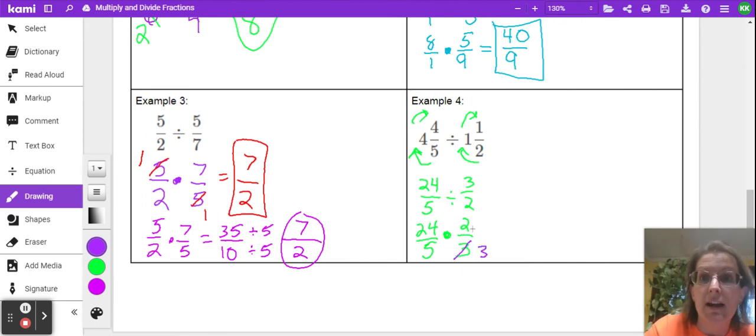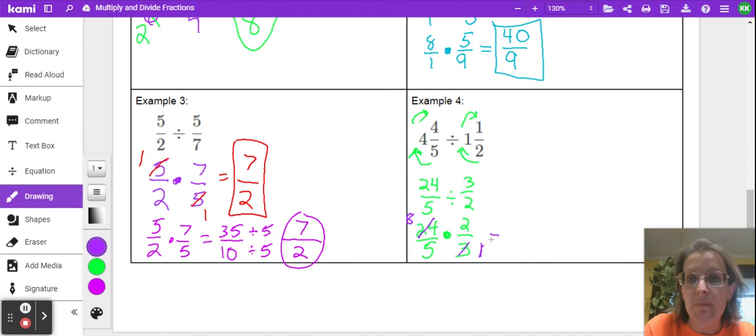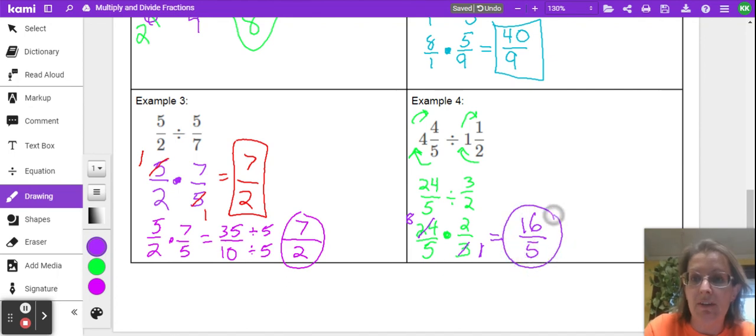Sorry, don't write that because where's my undo button? We would do 3 divided by 3. Come on, undo. There we go. 3 divided by 3 and get 1, and 24 divided by 3 to get 8. Now we multiply across. 8 times 2 is 16. 5 times 1 is 5. So our final answer there is 16/5.